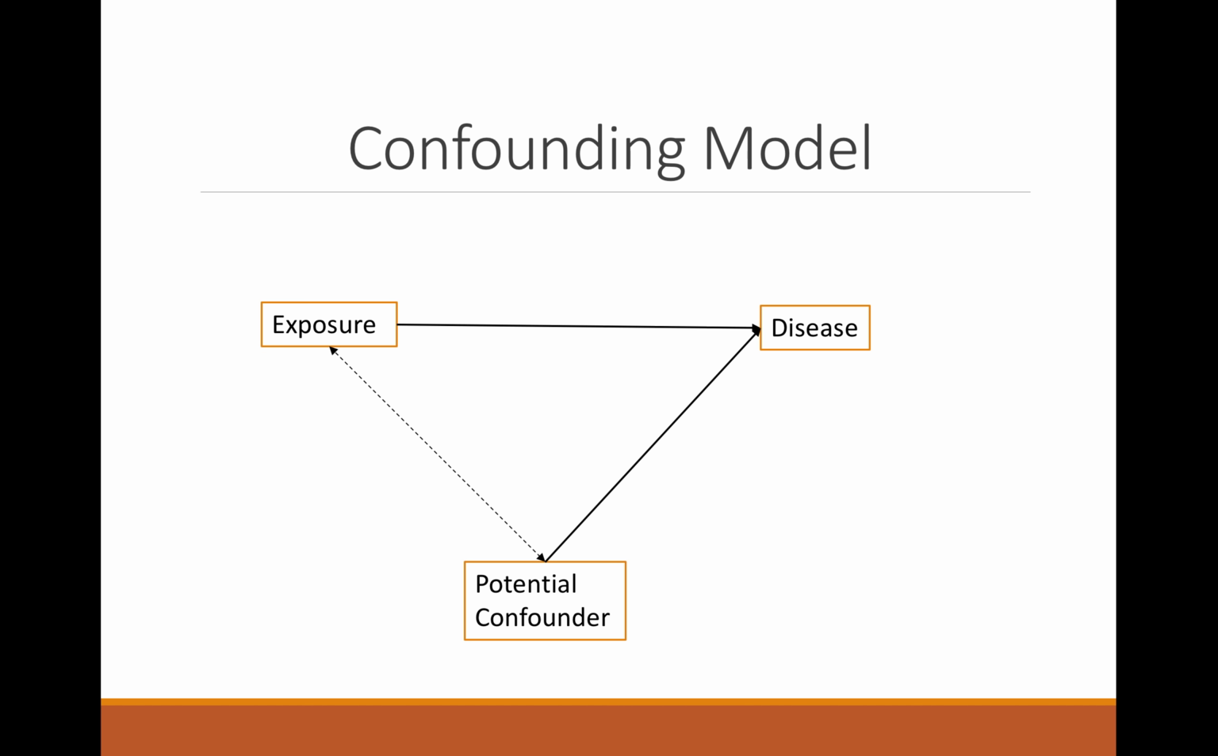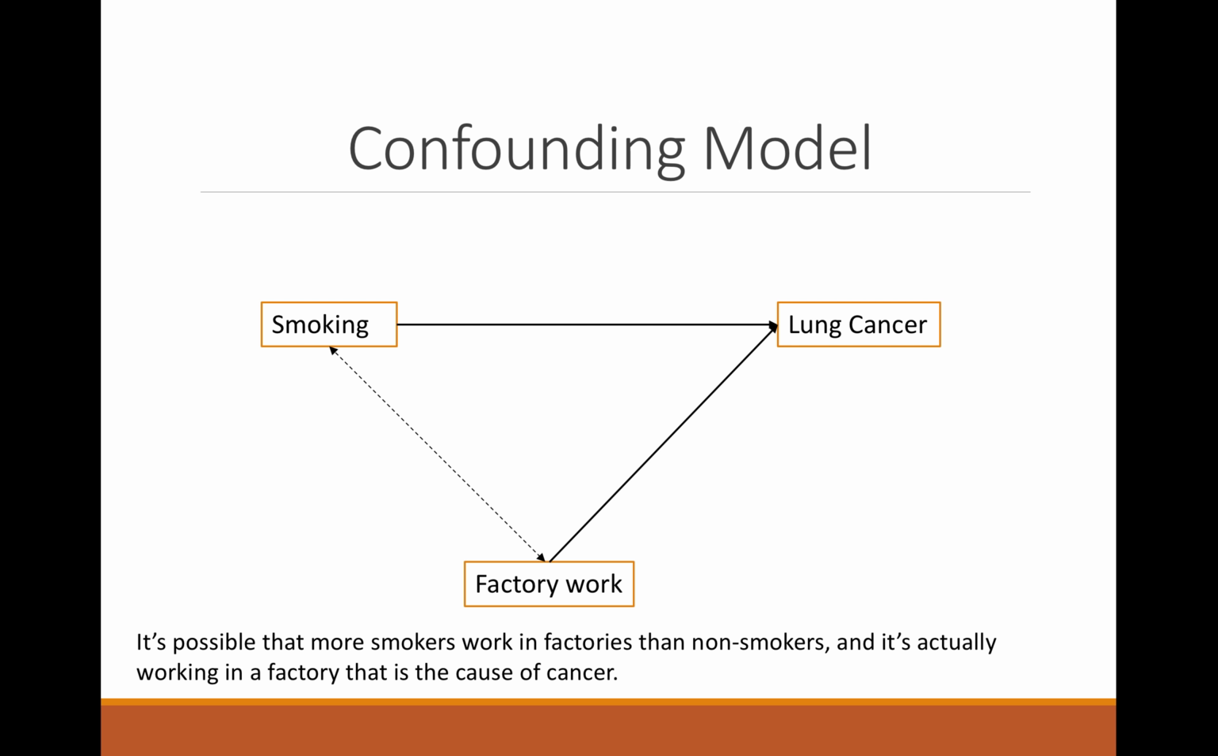So this is our conceptual model, and this is maybe what it looks like with some examples. So smoking leads to lung cancer, but we have this confounding variable that's factory work. So factory work could also lead to lung cancer. Maybe factory work is also associated with smoking. So those that work in a factory are more likely to smoke. And so maybe this association that we see between smoking and lung cancer could actually be contributed to factory work.